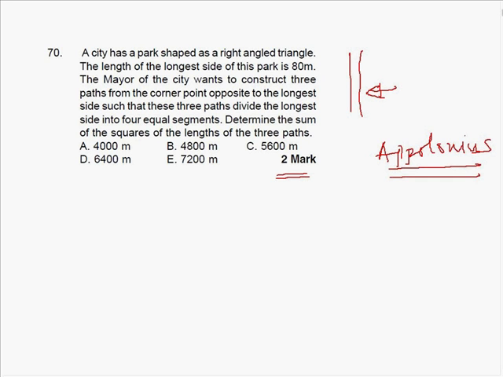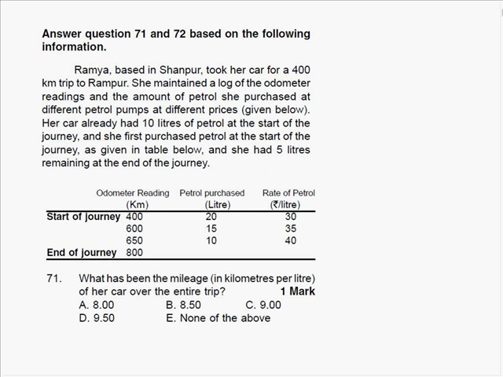Otherwise, it is easily avoidable. So basically, what you notice is that in this paper, by design, a 2-mark question could have been avoided. Now look at this question, for example. Looks big.